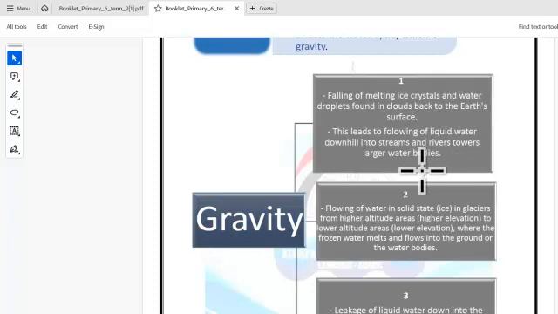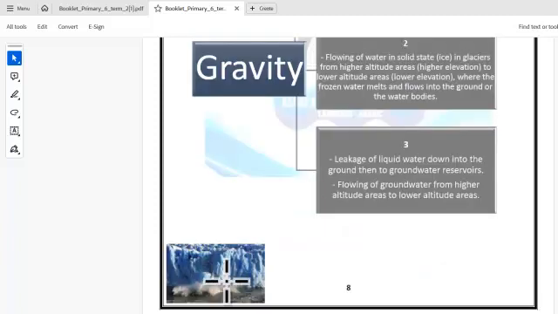This leads to the flowing of liquid water downhill into streams and rivers towards larger water bodies. Flowing of water in solid state in glaciers from higher altitude areas to lower altitude, where the frozen water melts and flows into the ground or the water bodies. Leakage of liquid water down into the ground, then to groundwater reservoirs, and flowing of groundwater from higher altitude areas to lower altitude areas, like this photo.